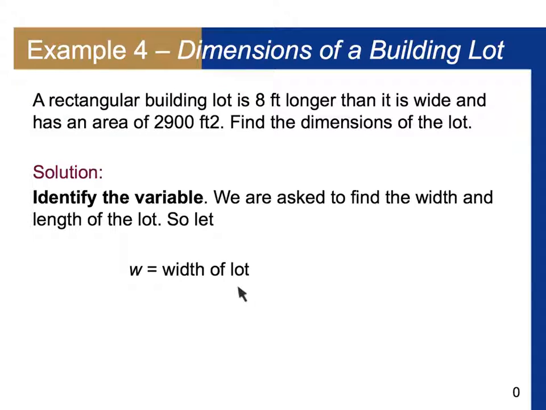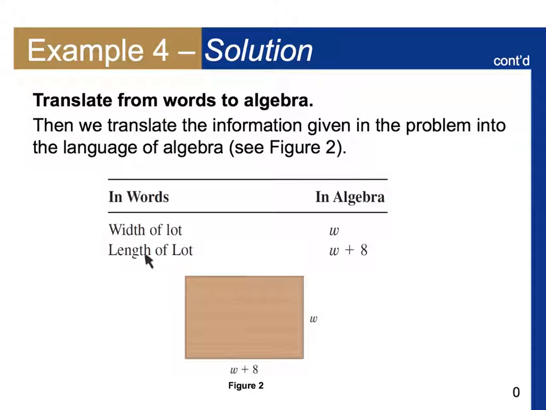So we'll start with W equals the width, okay? And if the length is 8 feet longer, then L would be, let's write that in here, L, I'll just use that for L, is W plus 8. So we don't really need two variables there. We can always use W plus 8 for L. Okay, so here's the width of the lot, which is W. The length of the lot is W plus 8 because it's 8 longer than the width.